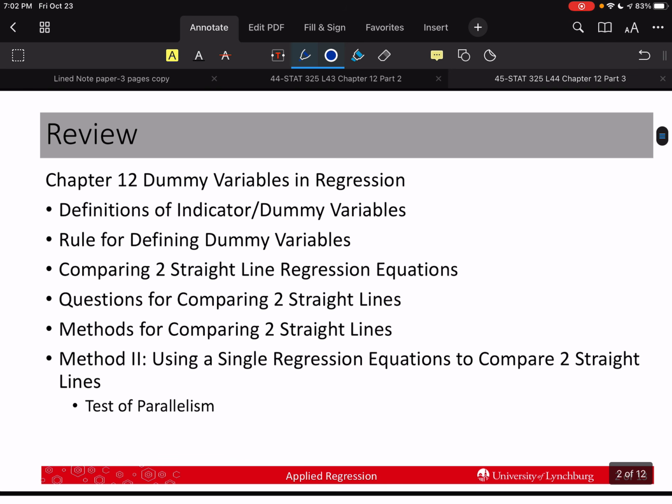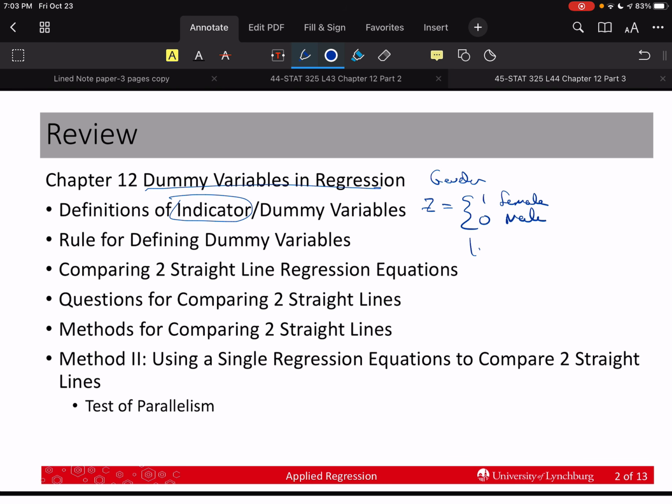So far in this chapter, we have studied dummy variables. Another name for that is indicator variables, which I find to be a more common reference to these variables. We talked about the rules for defining them. We said that, say, for gender, we could let z equal 1 for female and 0 for male.